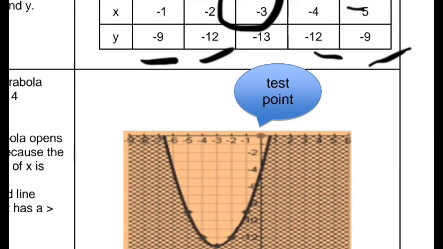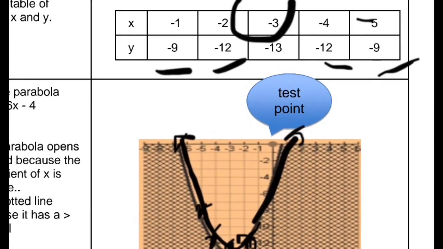So the first point is negative 3, negative 13. So negative 3, negative 13 is this point here. Then negative 2, negative 12. This point here. Then negative 4, negative 12. This is the point here. Then negative 5, negative 9. This is the point here. Then connect.